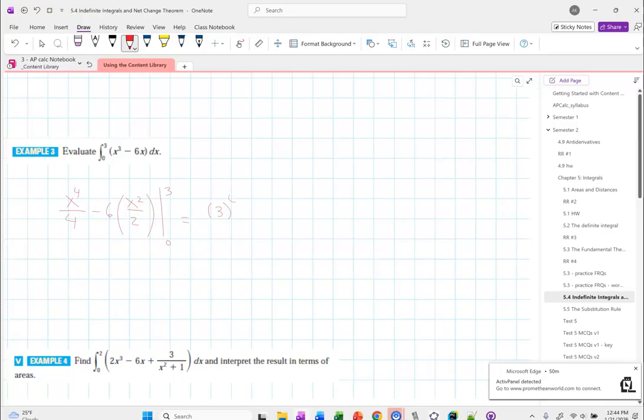So I just plug 3 in for x, and then I plug 0 in for x, and I subtract. Whatever that number is, is your answer. I'm not going to grind through the arithmetic, because it's kind of yucky looking, right? It's not that bad. Negative 81/4 or something, I think.